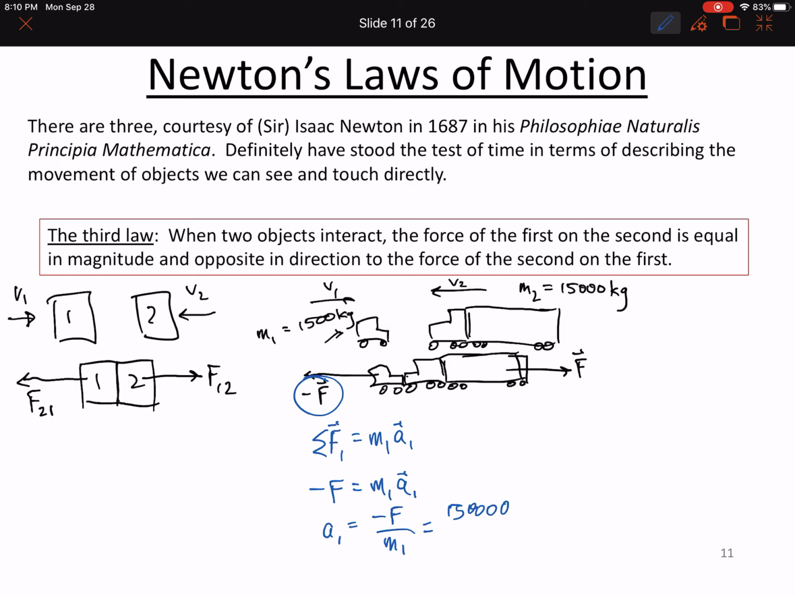150,000 newtons of force, and we're dividing that by 1,500 kilograms. Okay, so we cancel a couple of zeros here, and we get that the acceleration, in terms of its magnitude and direction, is negative 100 meters per second squared. Okay, that's a huge acceleration.